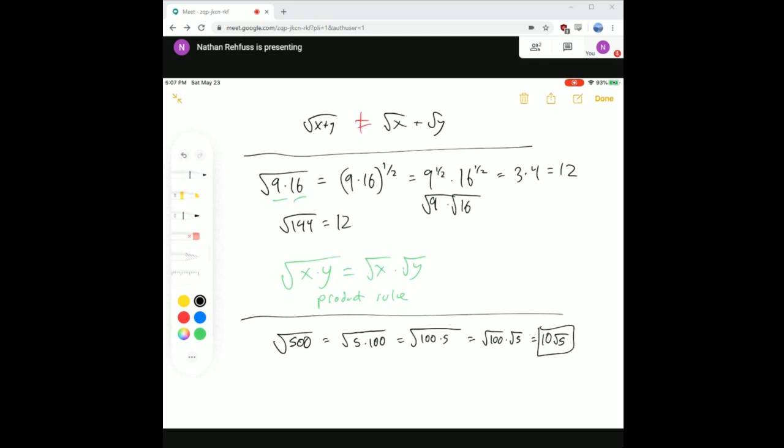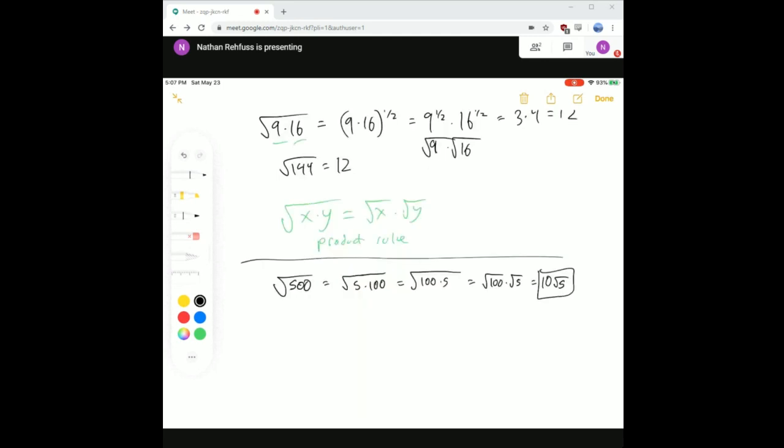If I were going to write something like the square root of 36 times x to the 4th times y to the 5th, what can I do with this? First, I'm going to use the product rule to say that this is root 36, root x to the 4th, root y to the 5th. So this is a new example. The square root of 36 is 6. The square root of x to the 4th, well, think about it this way: x squared times x squared is x to the 4th, right? So this is 6 times x squared. We'll handle this other one in the next line. Root y to the 5th.